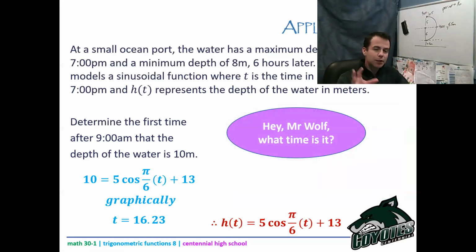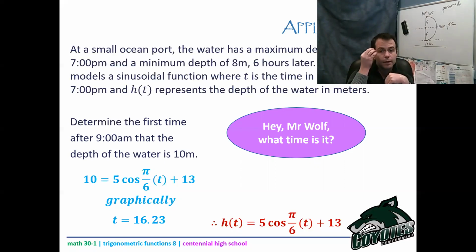So now, the last thing we have to have a little conversation with on this, hey, Mr. Wolf, what time is it? You have to take the t value of 16.23 and you have to transfer that to an actual time. So the 16 is decently straightforward. That means 16 hours after 7 p.m. Because remember, 7 p.m. was time 0. So 12 hours after 7 p.m. is 7 a.m. I got another 4 to go. So I'm looking at 11 something in the morning, because that's 16 hours after 7 p.m. the night before.